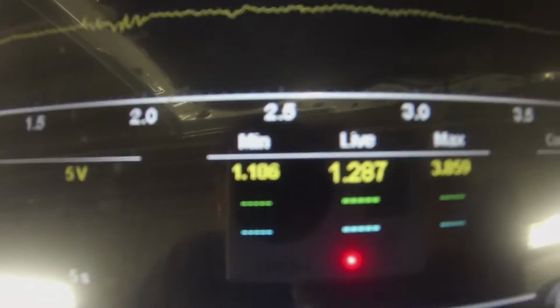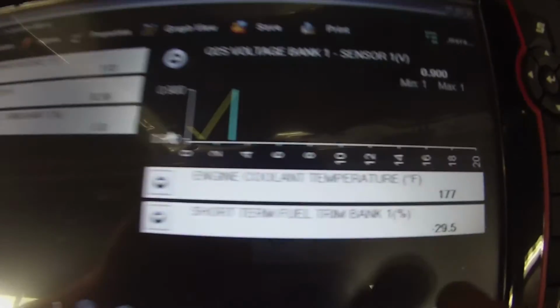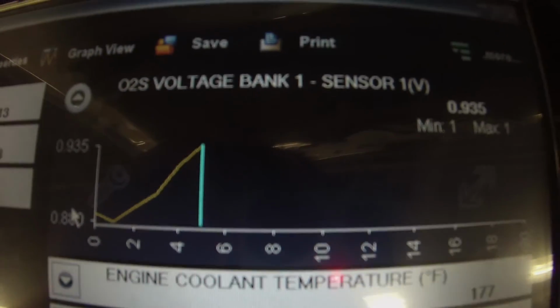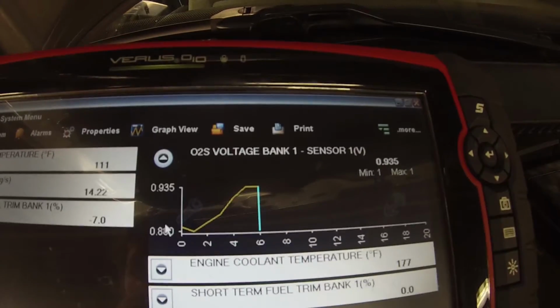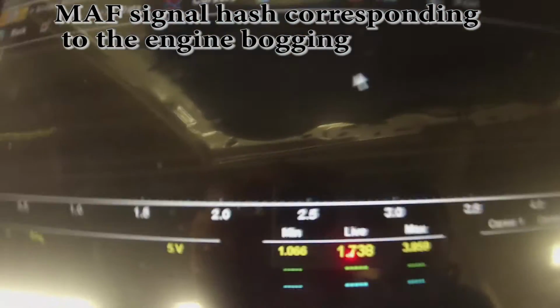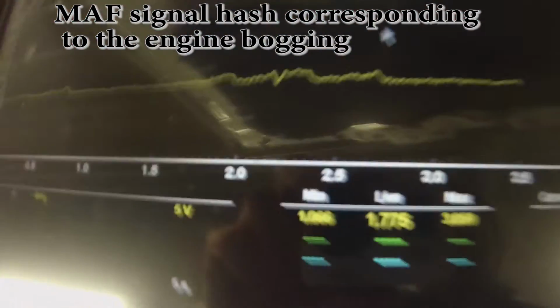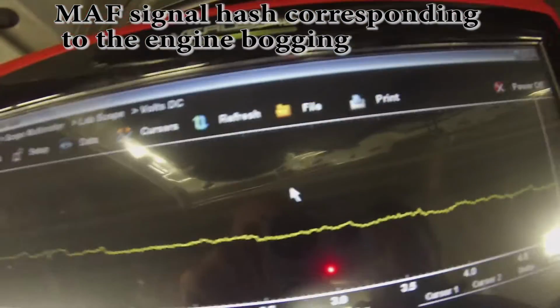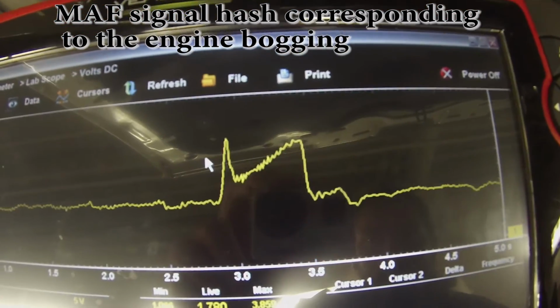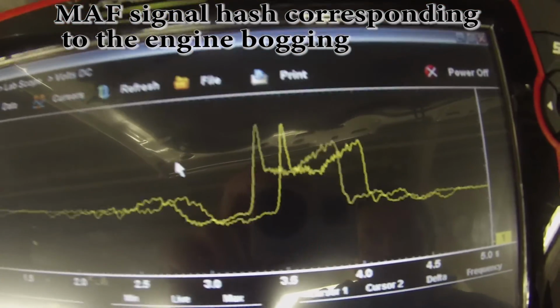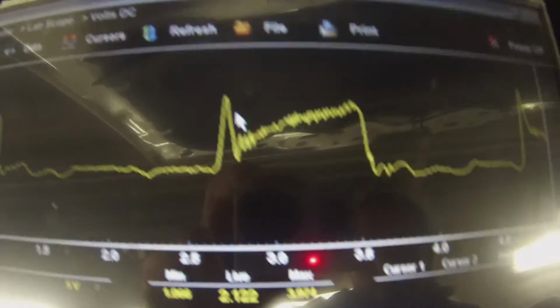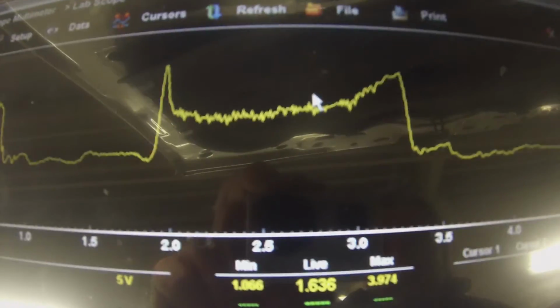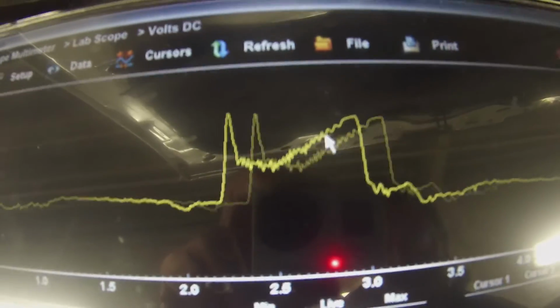Right now, mass airflow is reading a little high. Let's go back to our scan data. You can see there's our fuel trim, still negative 30. Engine's starting to rock a bit. O2's fixed at 935 millivolts. Go back to the scope real quick. So my mass airflow is now reading much higher. There we go. This car needs a mass airflow sensor.